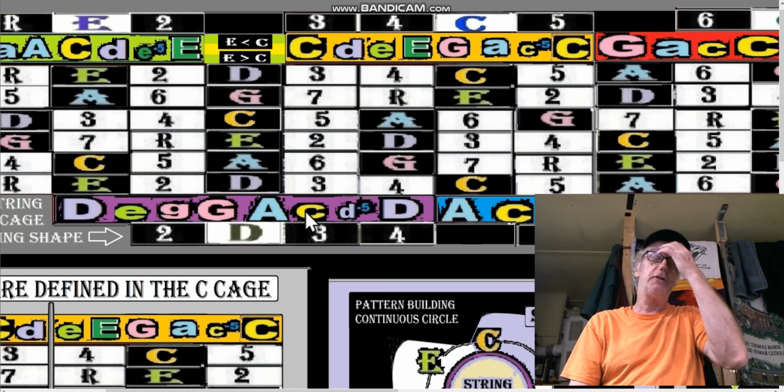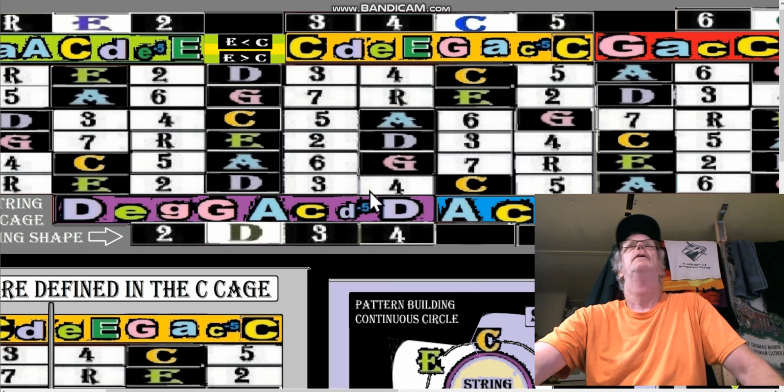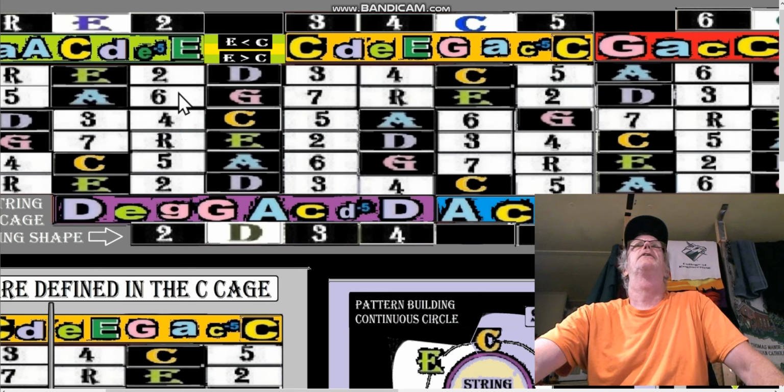Now, C is going to be second inversion. Okay, A shape's going to be second inversion. G shape's going to be first inversion. Here's the G shape fourth. 4, 6, root, 4, 6, root, 4. Okay?